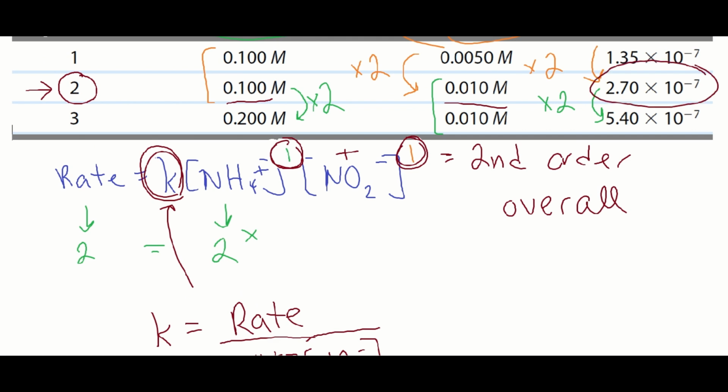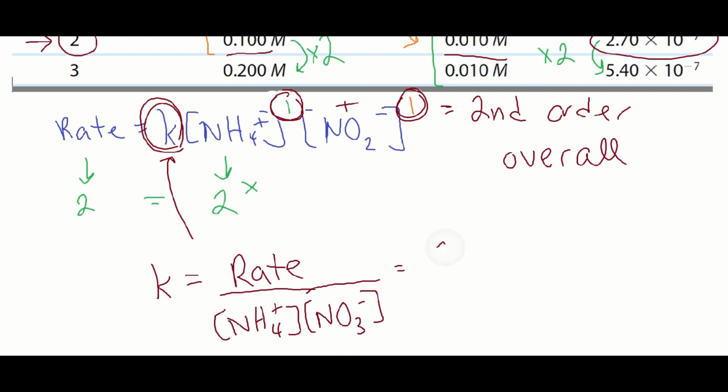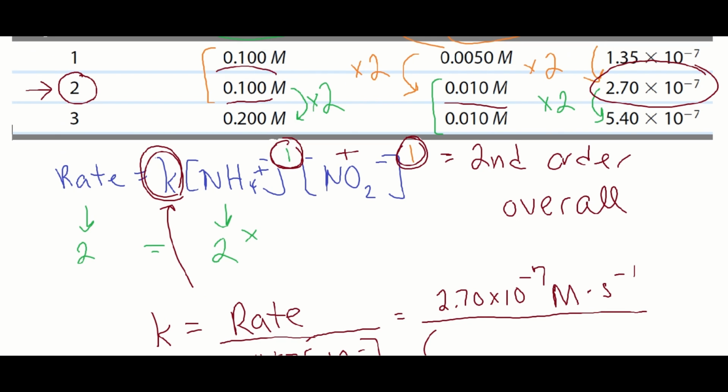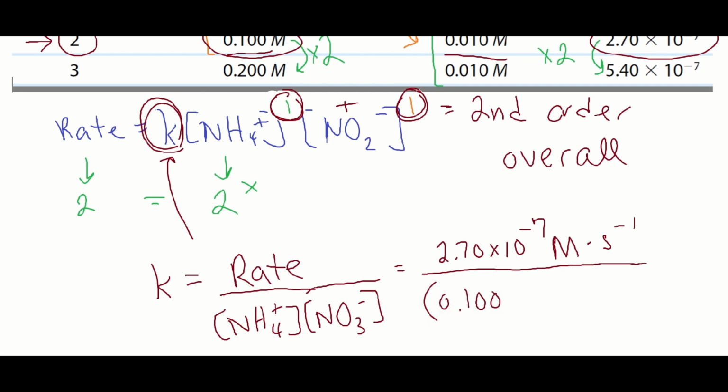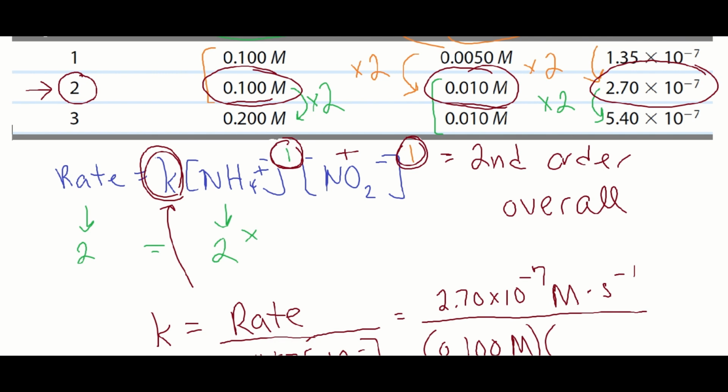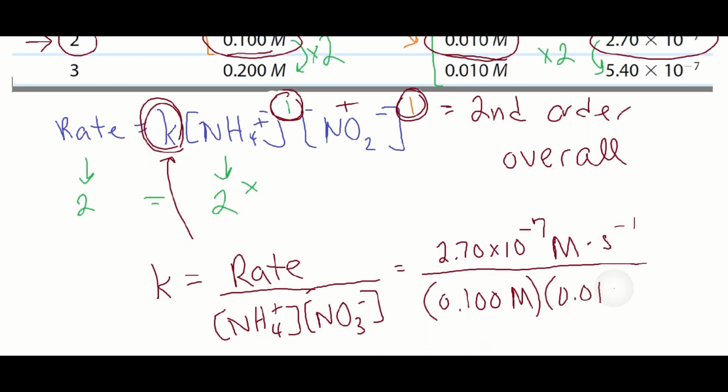Experiment 2, the rate is 2.70 times 10 to the negative 7. And since that's a rate, that's moles per liter second, or simply moles times second to the negative 1. I'm sorry, not moles, molar. But you could use moles per liter if you want. Now the concentration of the ammonium ion is 0.1 molar, or 0.1 moles per liter. And the concentration of the nitrite ion in experiment 2 is 0.01 molar. Or moles per liter.